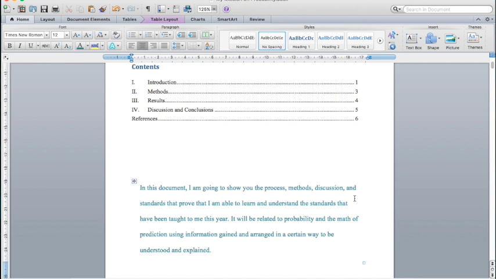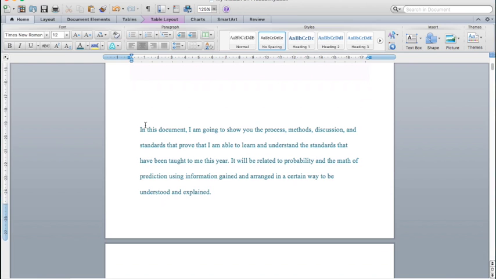There are the introduction, methods, results, discussions, conclusions, and references. Briefly, in this document, I'm going to show you the process, methods, discussion, and standards that prove I'm able to learn and understand the standards that have been taught this year. And it will be related to probability and the math of prediction, using the information gained and arranged in a certain way to be understood and explained.